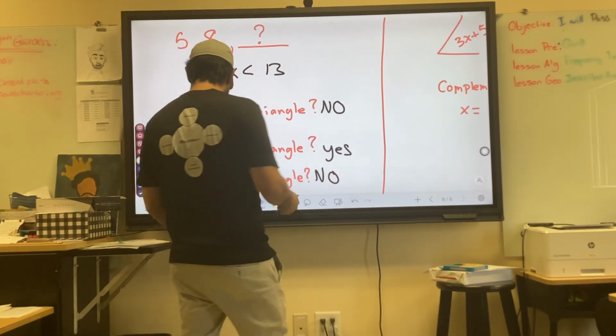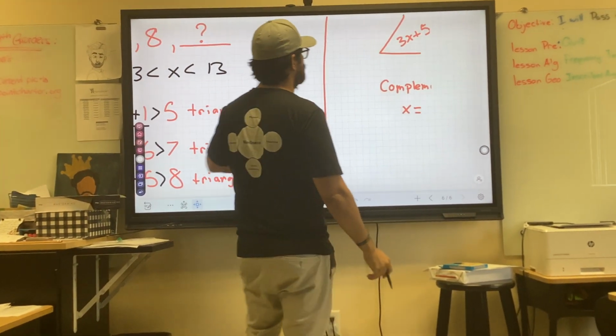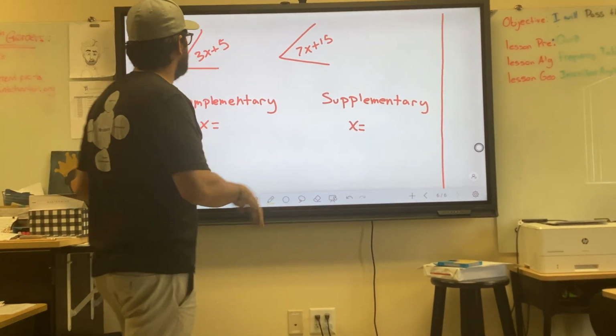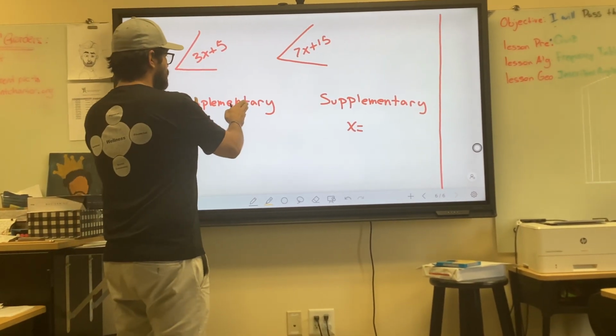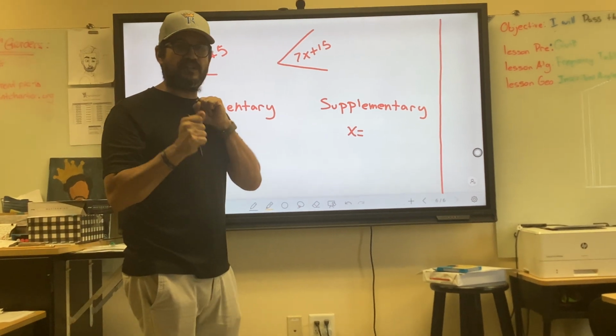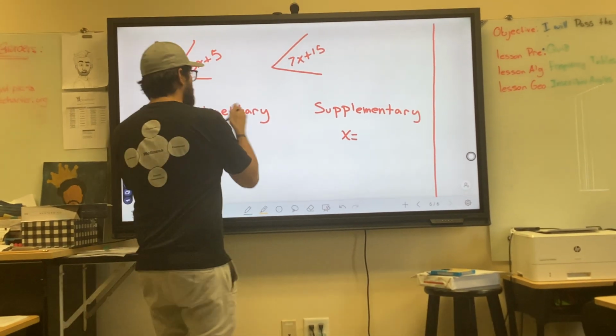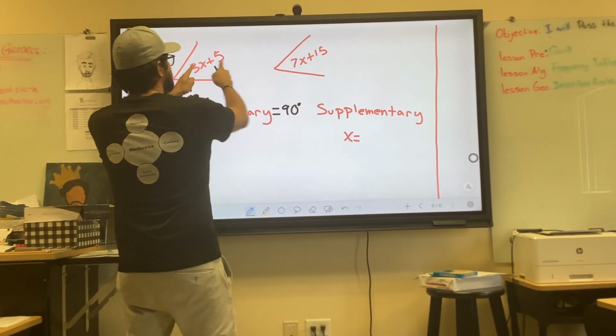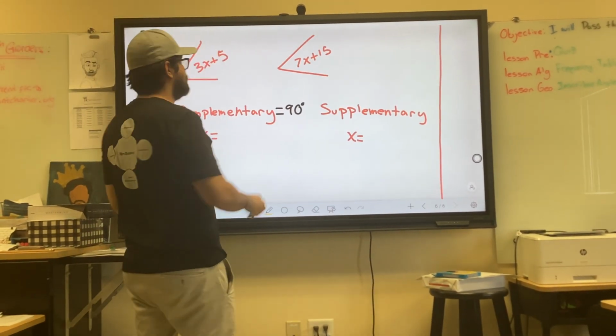Now we have one more section to go over, which is triangles. Actually, we have angles and then triangles, so I do have 2 more. I'm sorry. So, complementary. Remember the saying, I compliment you because you are right? Meaning, complementary is 90 degrees. So that means this plus this equals 90 degrees.